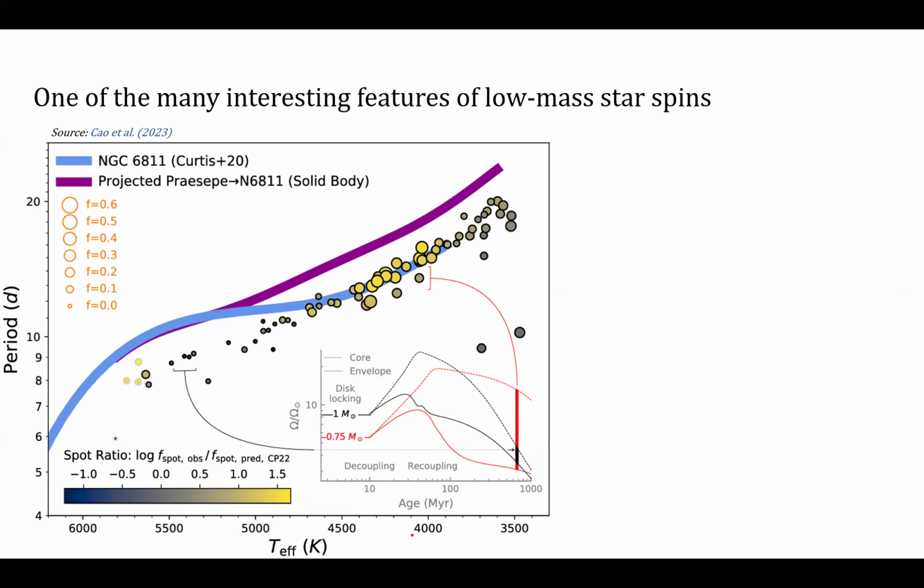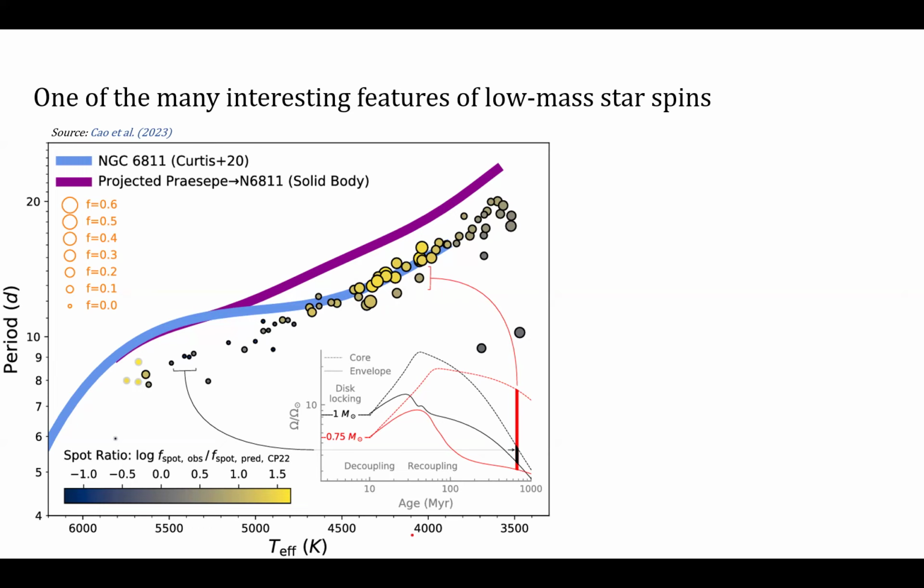And if we plot all the open cluster stars in NGC 6811, this is the blue line, right? And if we predict their evolution after, so the age of NGC 6811 is around 700 million years. Sorry, Praesepe is 700 million years. NGC is around 900 million years. Maybe I'm flipping them too. But theoretical models suggest that stars that are around here should slow down to have spins that are here, right? But that's what we don't see.